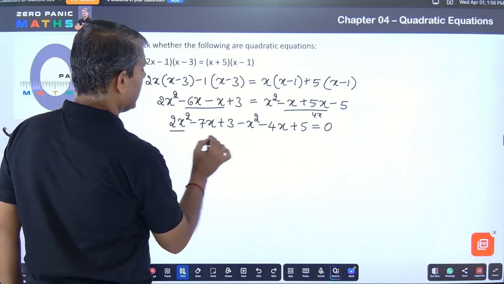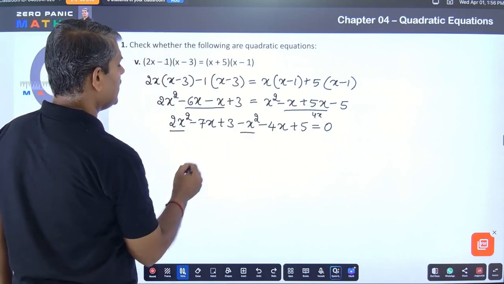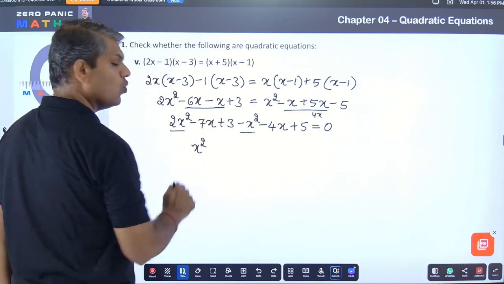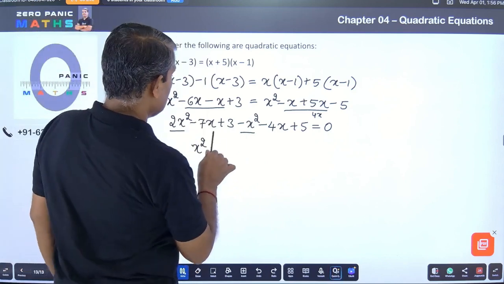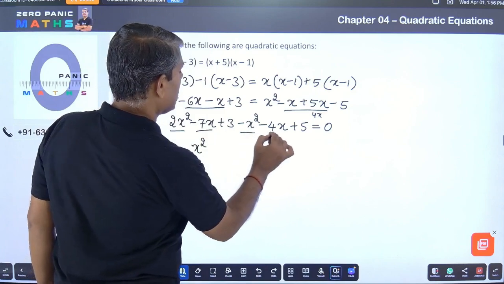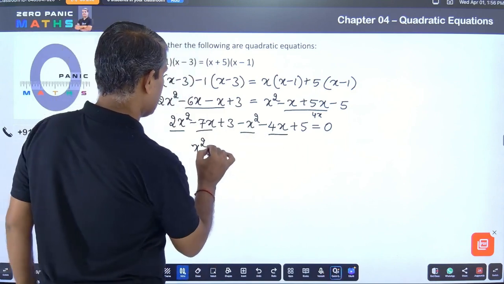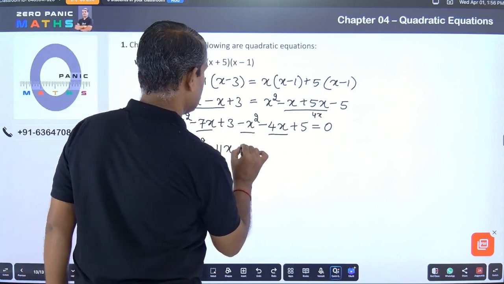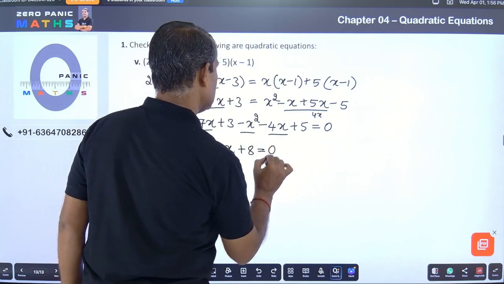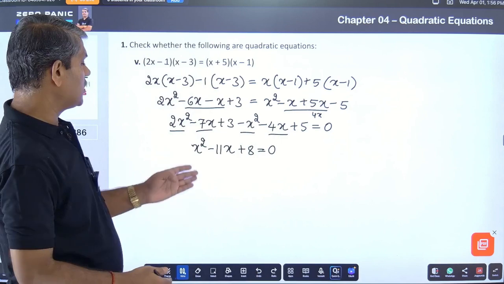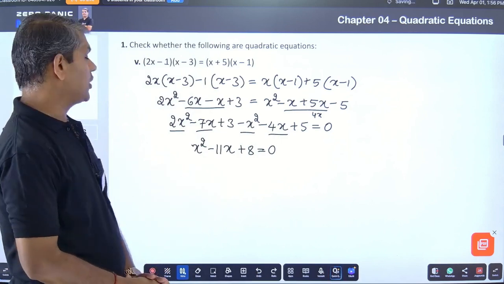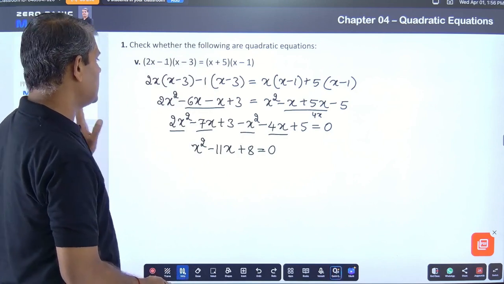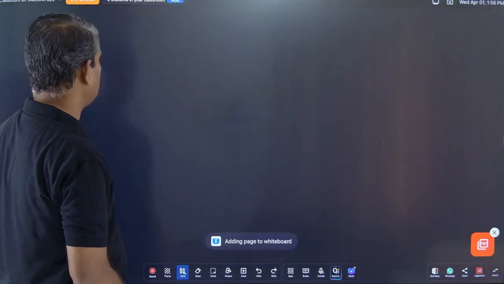Okay, now x square terms, 2x square minus 1x square is 1x square. Okay, so minus 7x and minus 4x will actually give me minus 11x. 3 plus 5 is 8 is equal to 0. So what is your conclusion? It is a quadratic equation because it is in the form ax square plus bx plus c is equal to 0. The standard quadratic equation format.